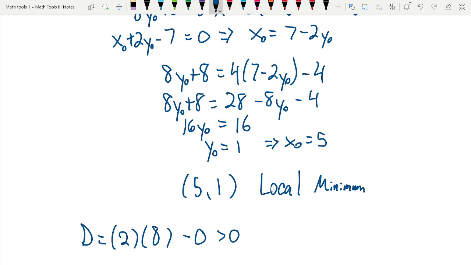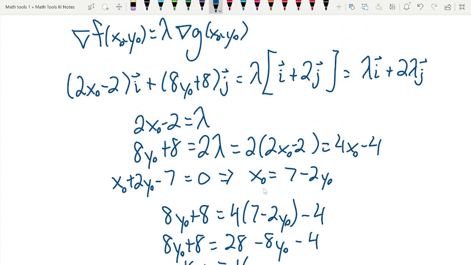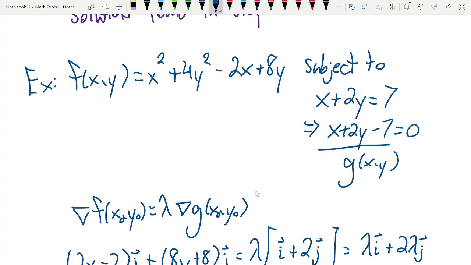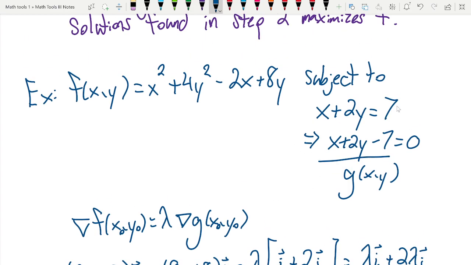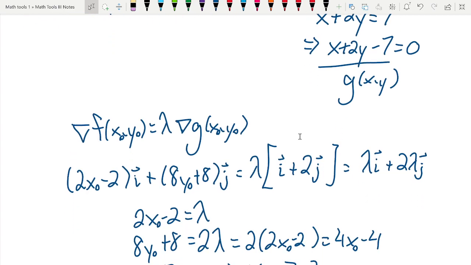But that's really our only candidate here, right? This doesn't have a boundary per se itself. So there's an infinite number of points on this line. So we may not have a global max or min there.